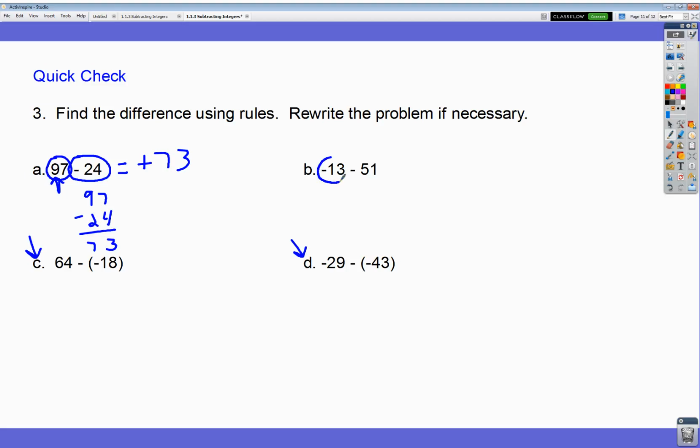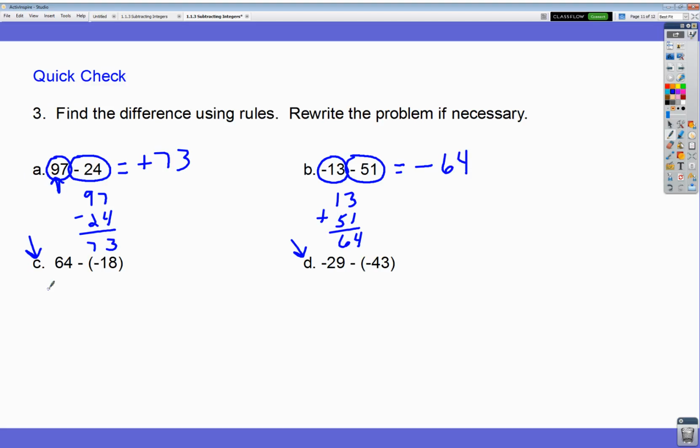Letter B, I'm going to circle the numbers and the signs to the left. Okay, both are negative. Same signs, add and keep. I need to keep the negative sign, but I'm just going to add these numbers. So I'm just going to add 13 plus 51, which is 64. So I have a negative 64.